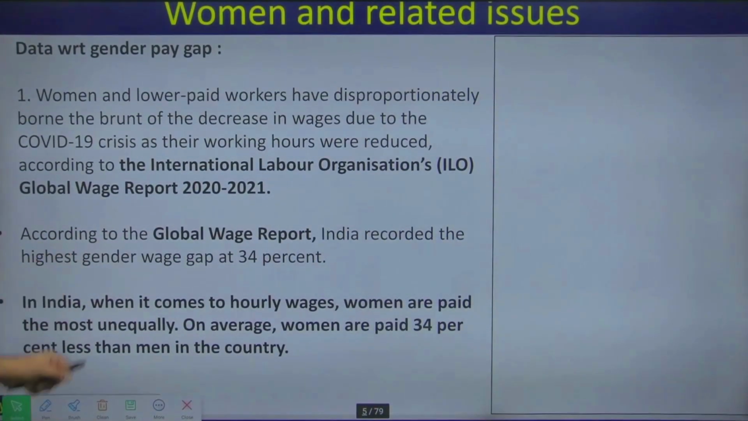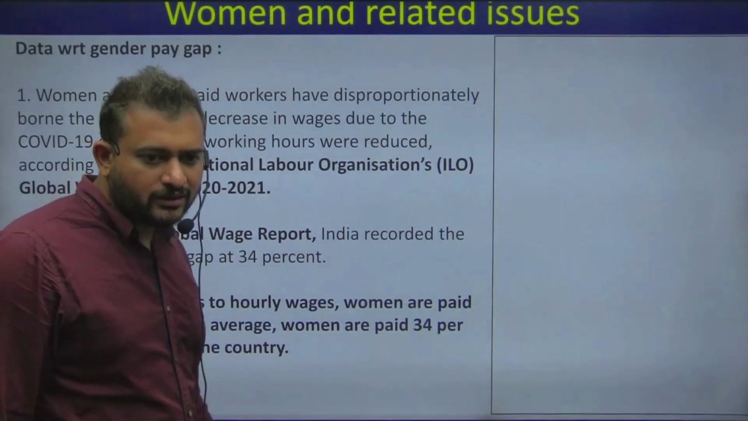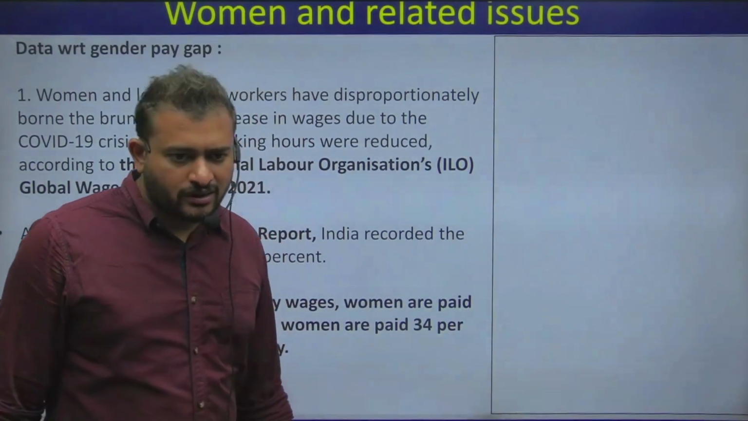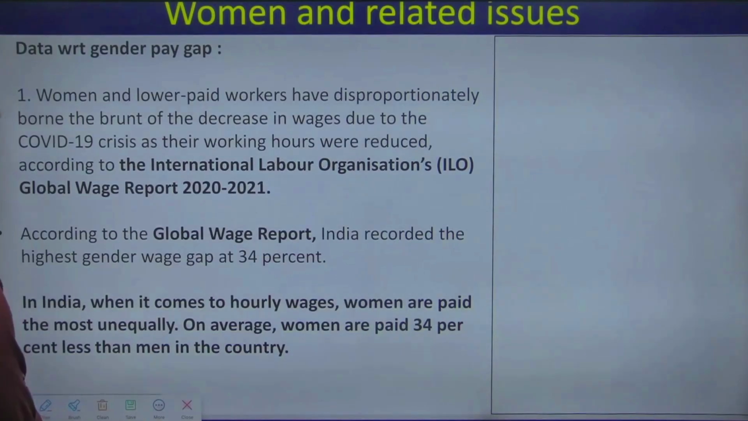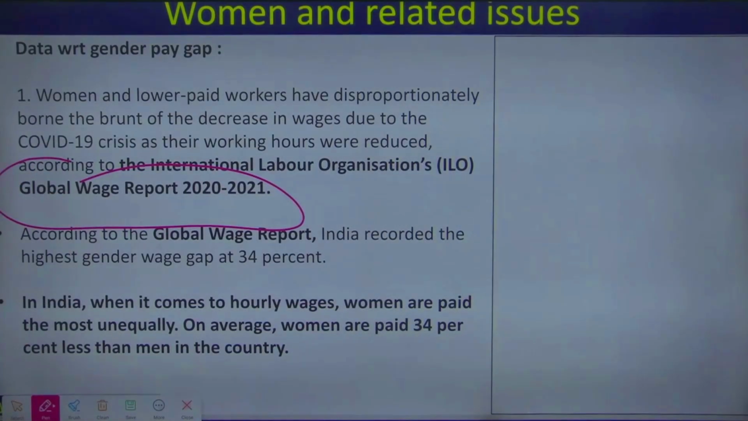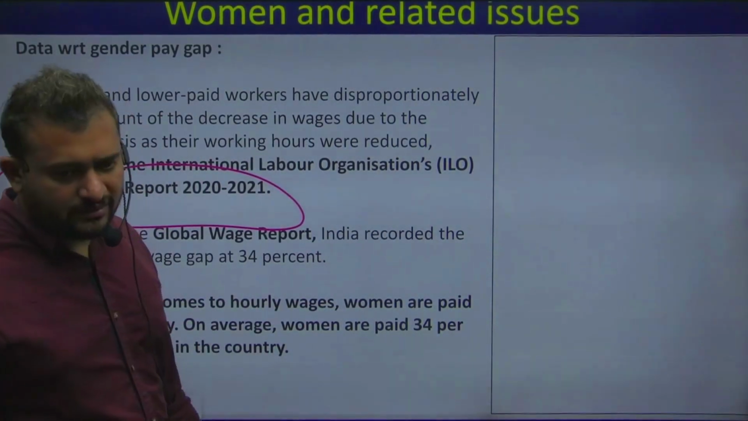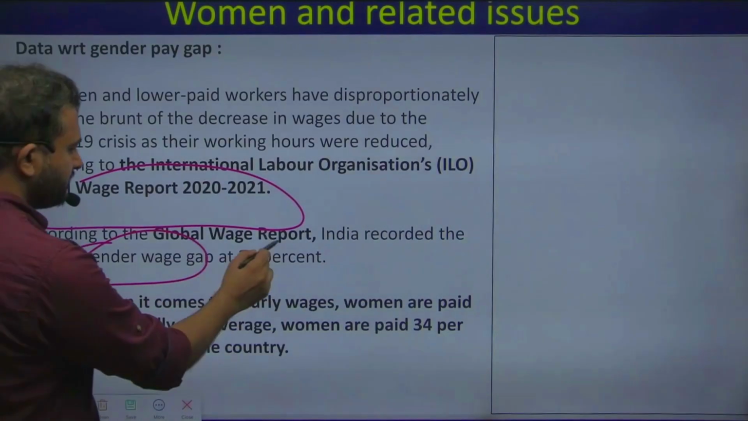There is the Global Wage Report 2021 by the International Labour Organization. This labor organization secures the rights of labor and good working conditions, and it also makes surveys and the global wage report. In that wage report, it is said that in the COVID-19 crisis, female wages became much lesser than male wages. In India, the gender wage gap was 34%.